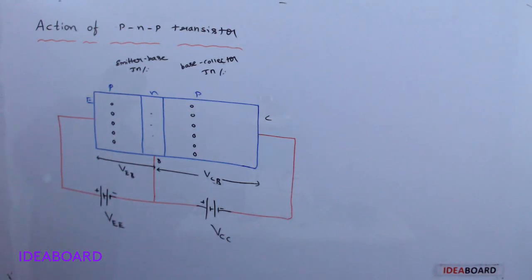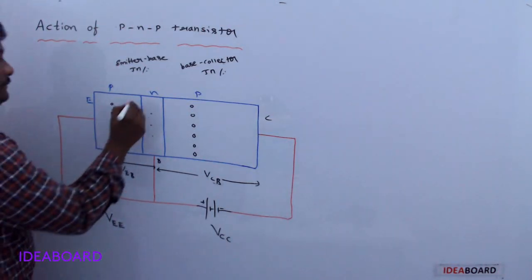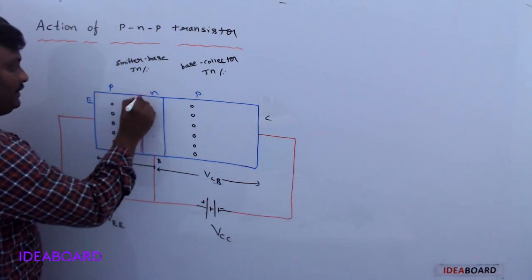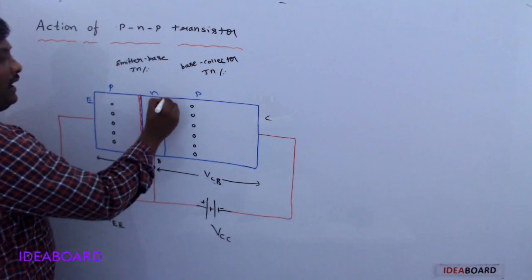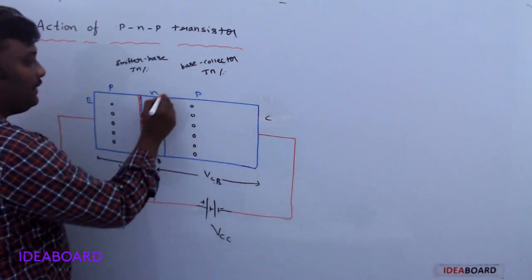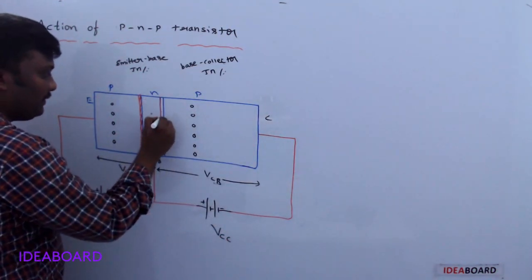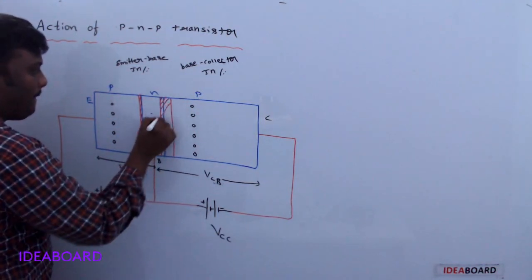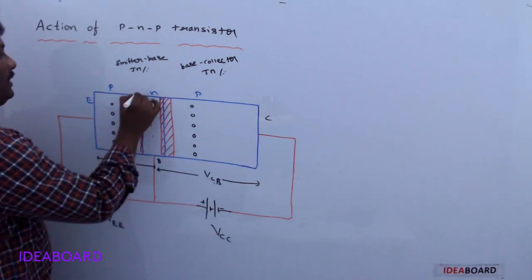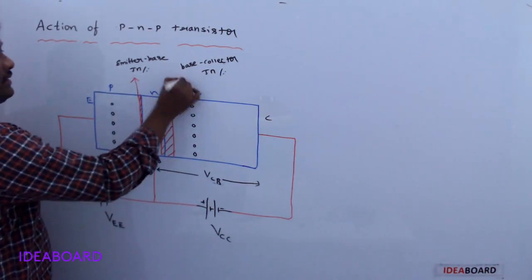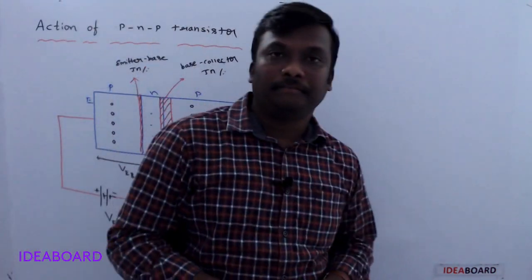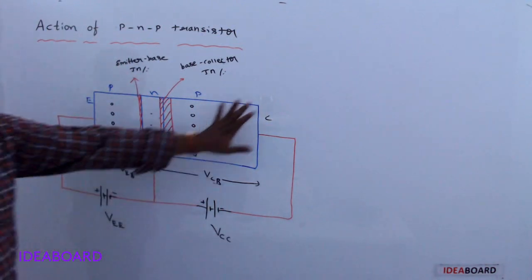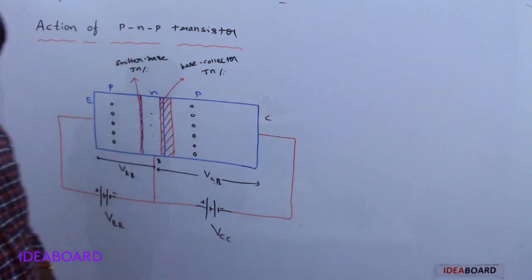Okay, since the emitter junction is in forward bias, it offers low resistance here, and since the collector junction is in reverse bias, it offers high impedance here. Okay, this is called the emitter base junction and this is called the base collector junction. Understand? So the emitter is in forward bias, the collector is in reverse bias. Now let us see the function.